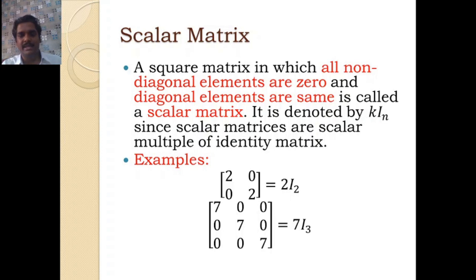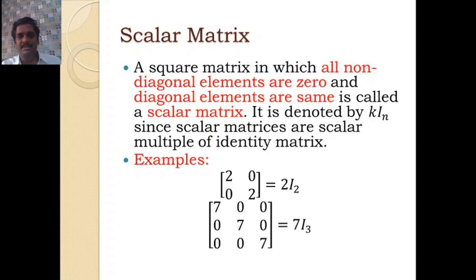What is a scalar multiplication? I'll tell you in the coming up session. So I'll not talk much about what a scalar multiplication is. You need to just understand that it's a scalar multiple of an identity matrix. So that's why we denote it by k into In. The examples are given below.